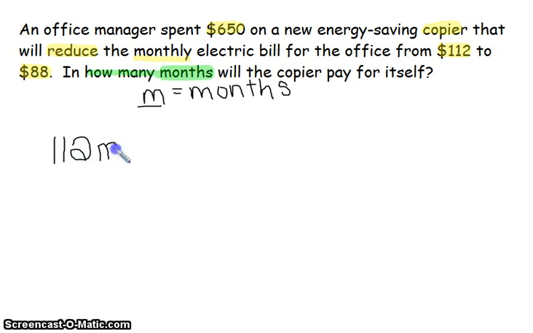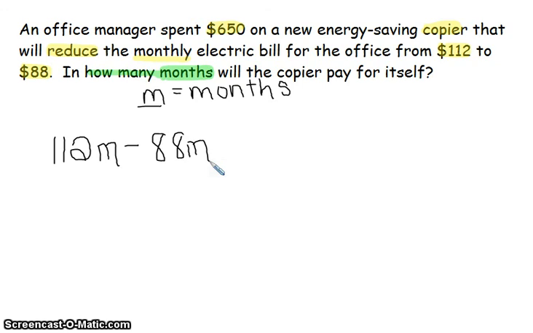$112 every single month. Now, your electric bill is not free, so you're not going to make your money back. You're not going to break even, or the copier's not going to pay for itself really quickly because you're still having to pay an electric bill. But it has been reduced. So that's subtraction. You're taking away how much money? Well, you're down to $88 per month. So if we were talking about just 1 month, if our M was just 1, then in 1 month you are saving $24, which is pretty good. Now you're going to save $24 every single month.